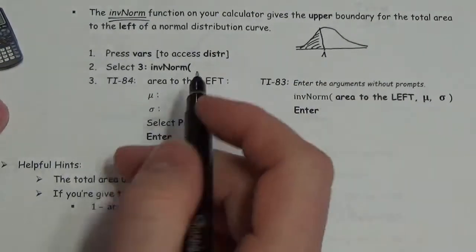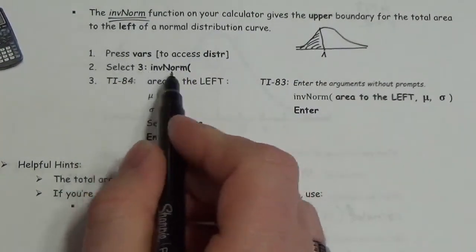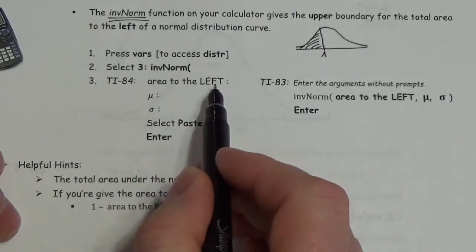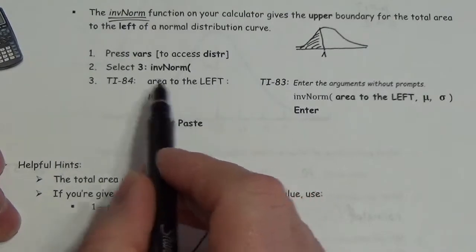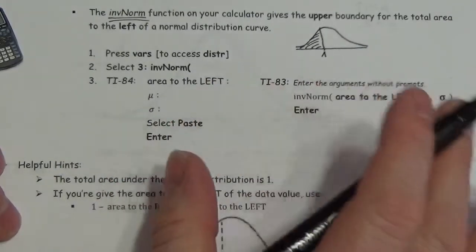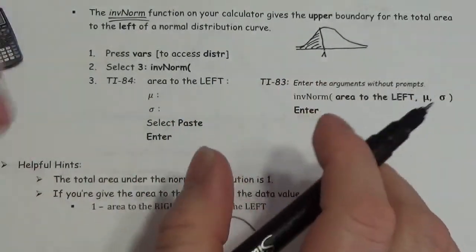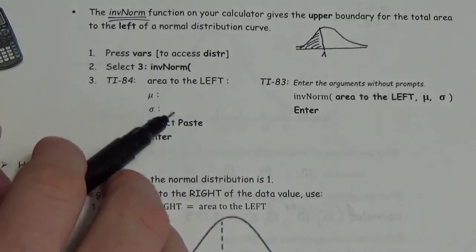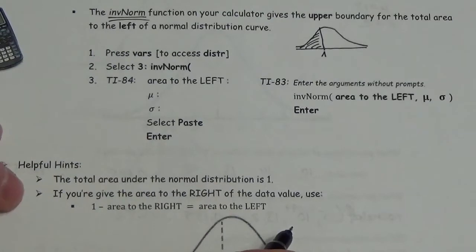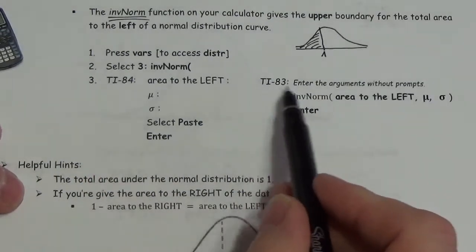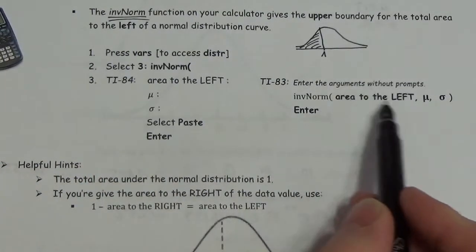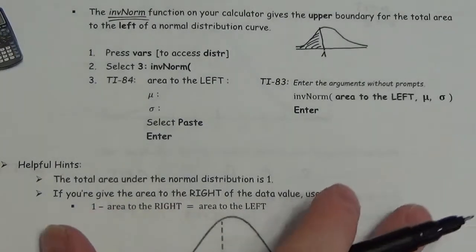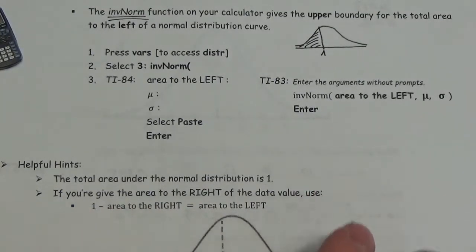Now, how you do that is you go back in your vars menu, select number 3, then you're going to enter the area to the left as a decimal. Not as a percentage, as a decimal. This is what I meant to say there. Then you're going to tell it the mean and the standard deviation. Select paste here, and then enter. Or if you're using a TI-83, area to the left, comma, mean, comma, standard deviation. So just be aware of how that looks there.